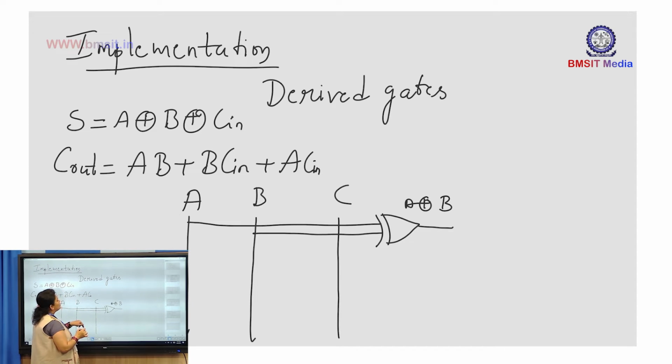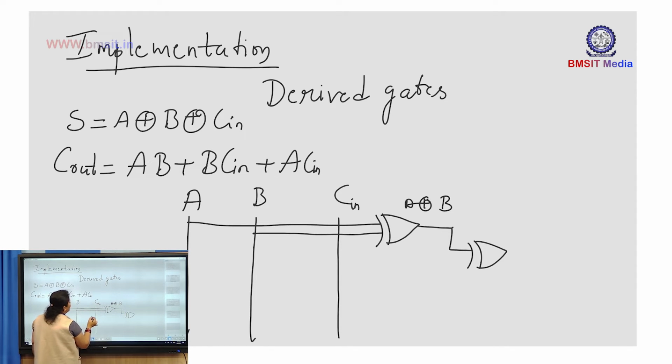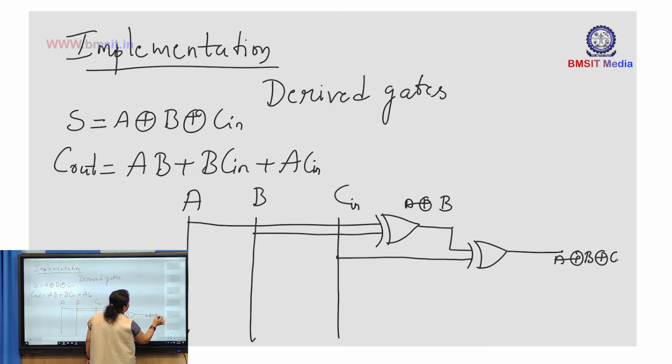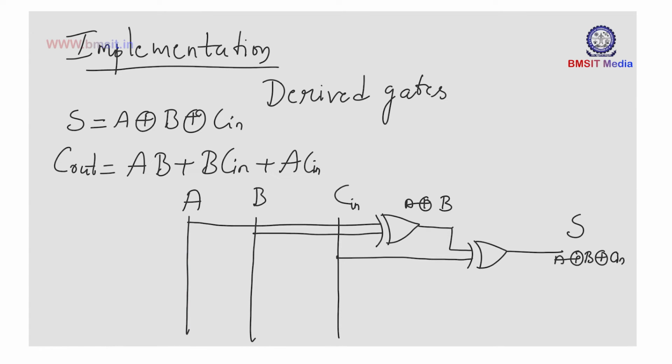Now this has to be XORed with C in. So I'll be taking another XOR gate. Okay. So one of the inputs for that XOR gate is this A XOR B, and the next input is coming from C in. So here we'll be getting A XOR B XOR C in, which is nothing but our sum. Okay. Similarly, we'll go for the carry.